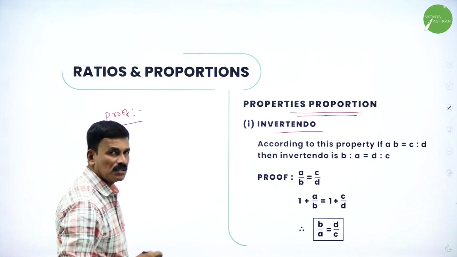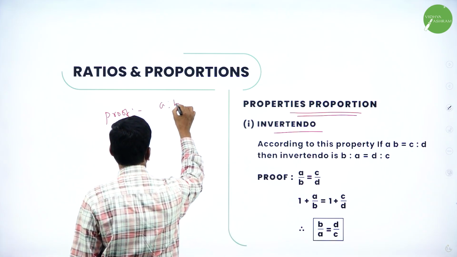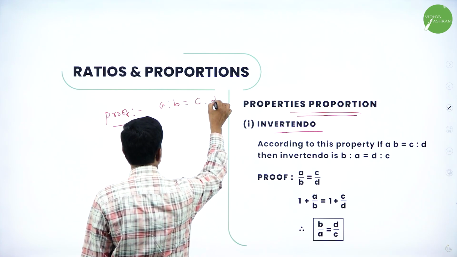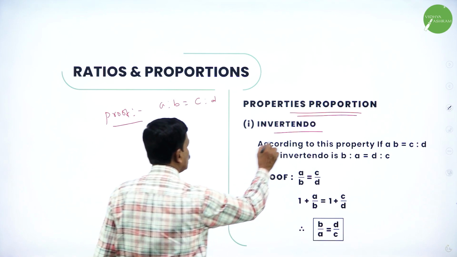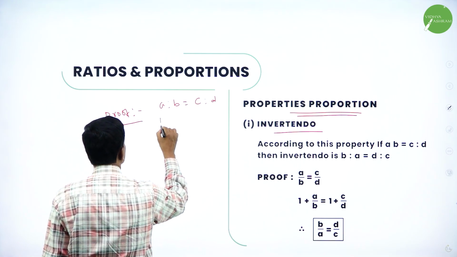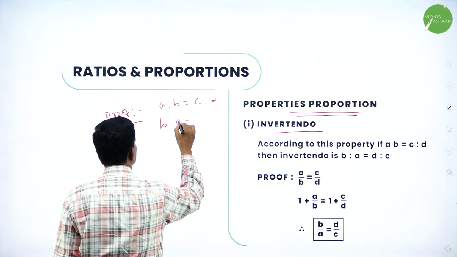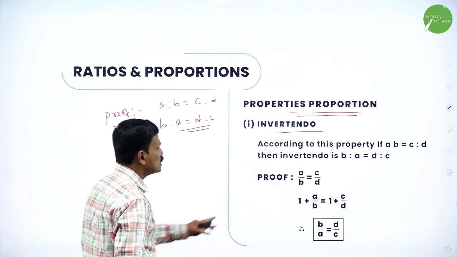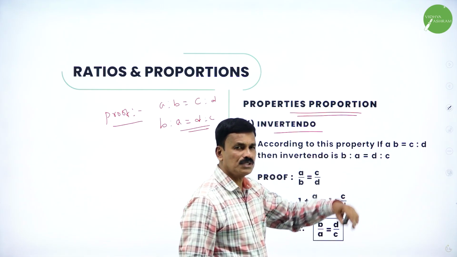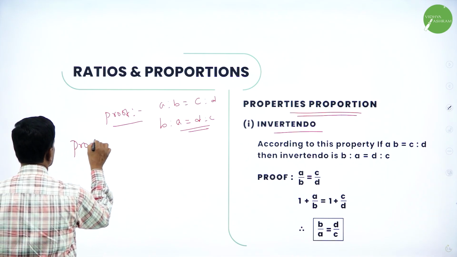So, inverted means if A is to B is equal to C is to D, then inverted is nothing but inverse, just reciprocated: B is to A is equal to D is to C. So that is B is to A is equal to D is to C. Now let us move on to the proof.